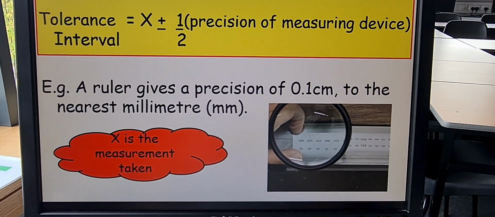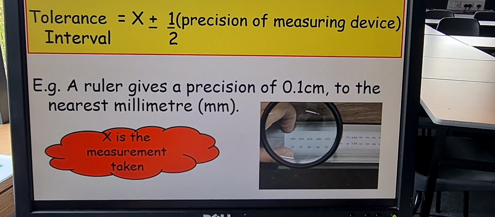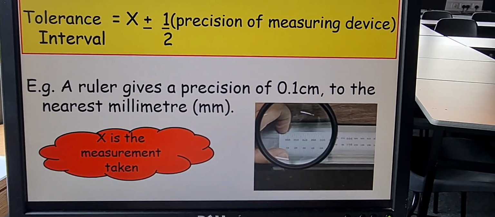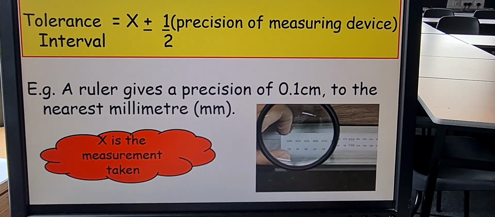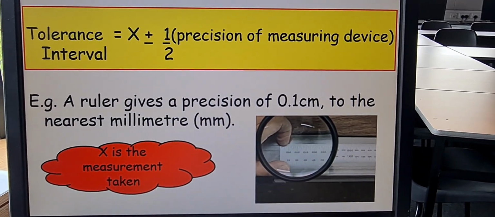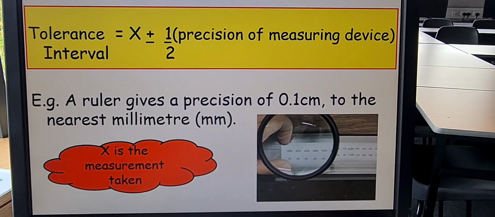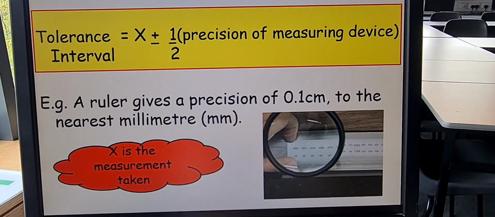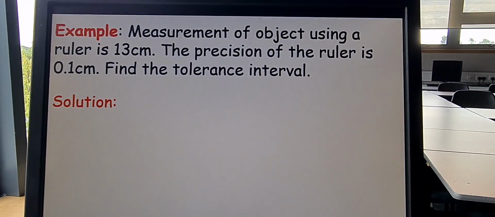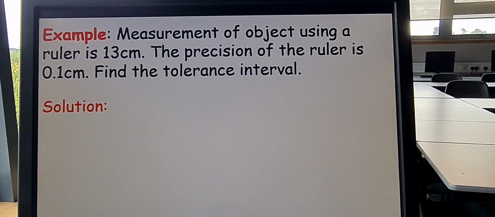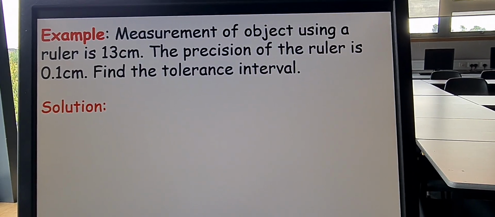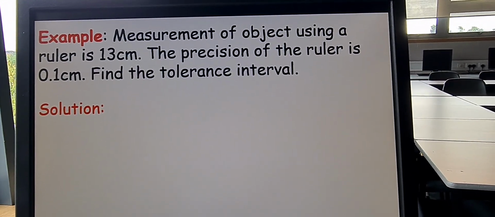The example there that I mentioned already about your ruler, it has a precision of 1 millimeter, which will be 0.1 of a centimeter. And your value for X, as I said already, it's the measurement that's taken. The example here, the measurement of an object using a ruler is 13 centimeters. The precision of the ruler is 0.1 of a centimeter.